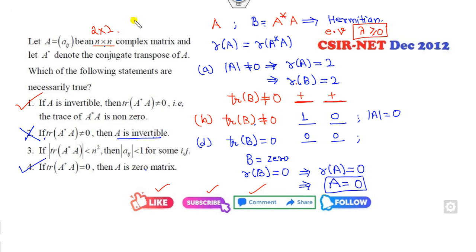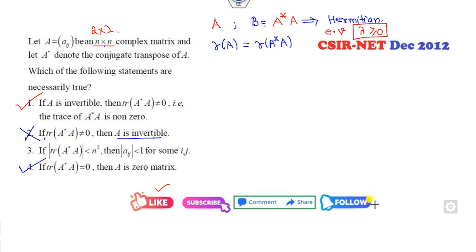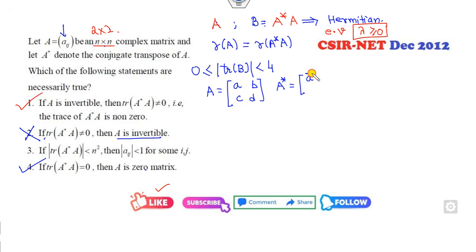Fine. Look at the third option. What is given to you? Trace of B is n, which is 2, it is less than 4. It is also greater than or equal to 0. Fine. So now it's a trace of this. Then Aij, Aij is the element of the matrix. They are not talking about anything about B. So if I choose A as [a, b; c, d]. Fine. What is my A star? A star is [a, c; b, d].